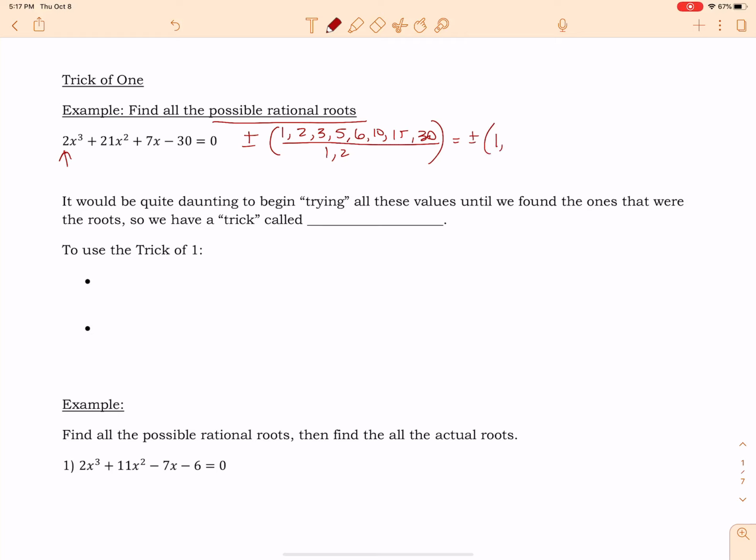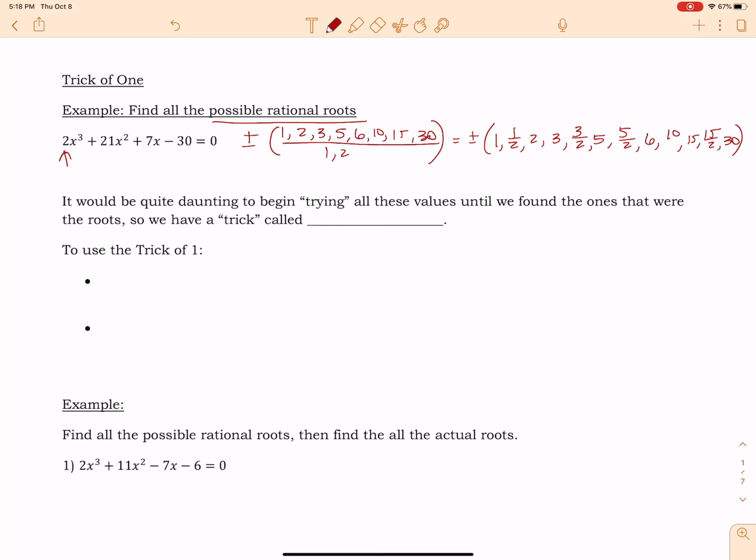So I'm going to have 1 over 1, 1 over 2, 2 over 1, 2 over 2 is 1, so I don't need that one. 3, 3 halves, 5, 5 halves, 6, 6 divided by 2 is 3, I already have that. 10, 10 over 2 is 5, we've already got that. 15, 15 over 2, 30, and then 30 over 2 is 15. So there's a lot of these, all right? This is the worst case scenario.